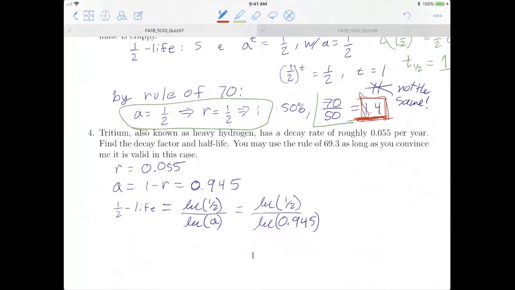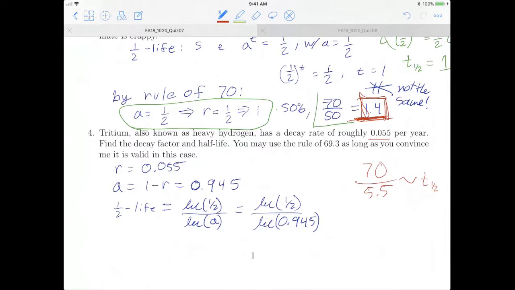Okay, so let's look down here. So tritium, known as heavy hydrogen, has a decay rate of roughly 0.55 per year. So that's little r, not big R, remember that. We can use the rule of 70 here, and it looks like this. 70 divided by 5.5. You know, just write that as a percent. 70 divided by that number will be a good approximation of your half-life.